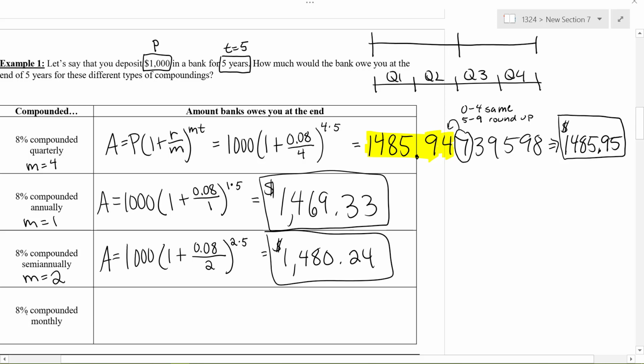The last part says 8% compounded monthly. Monthly means M equals 12, so it's going to compound that interest 12 times per year. So we're going to do A equals the principal of 1,000 times 1 plus our interest rate, 0.08, this time divided by 12, because our M value is 12, and then in the exponent we're going to do 12 times 5, 5 being the T value, 5 years. Once again we're going to put that into decimals and see what we get.